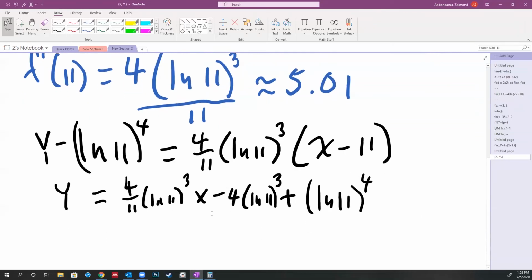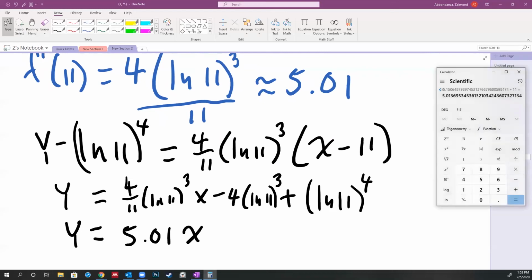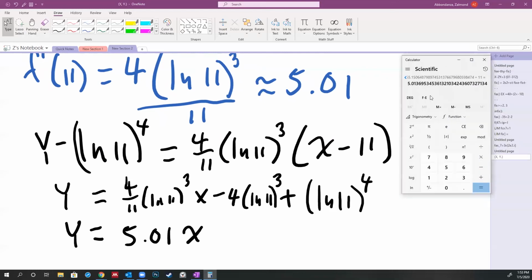The only thing I have to do now is to put this in the calculator. We already put this part in the calculator. It's 5.01. I have to add together these two things. So y equals 5.01x. And then let me put this whole thing into the calculator now, and we can get one whole answer that we can then round off.